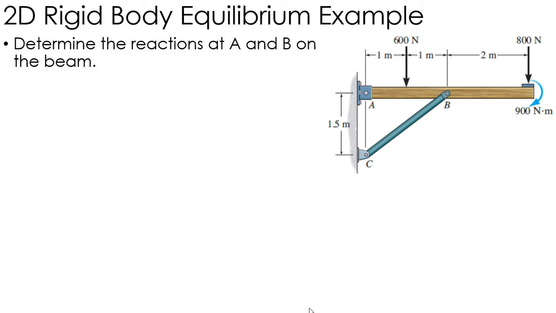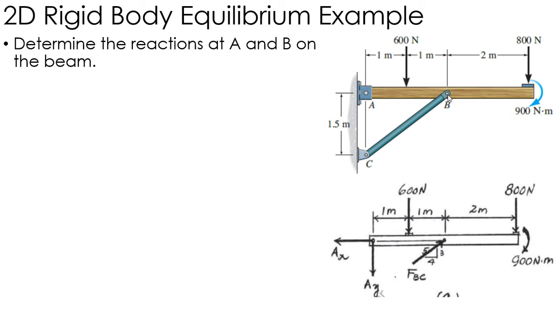Okay, so we're going to look at this problem here, and in this problem we want to determine the reactions at point A and point B on this beam. Now, we want to start with a free body diagram. Okay, free body diagram's right here. I'm going to include the 600, 800, and 900, the forces and the moments, those external forces, and then I have support reactions. First, looking over at point A.